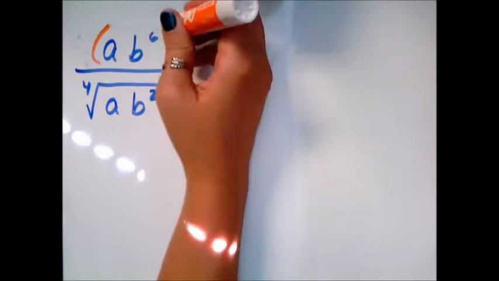So square root is the same as something to the 1/2 power. So this was all square root. This is all to the 1/2. And fourth root is the same as something to the 1/4 power, right? The denominator tells you what root you're taking.